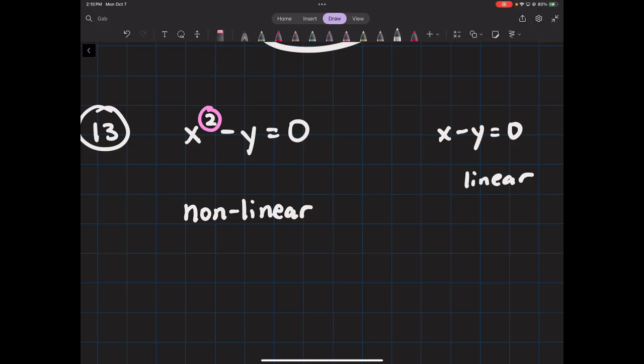I have 2 different examples here. I just wanted to show you that even if they're on the same side, as long as their powers are 1, it's linear. But the original one, I looked at this, I already saw that this was squared. Non-linear. I don't need to change it. Okay?